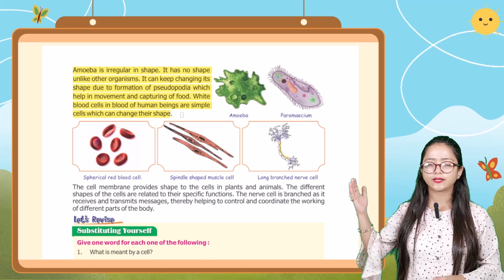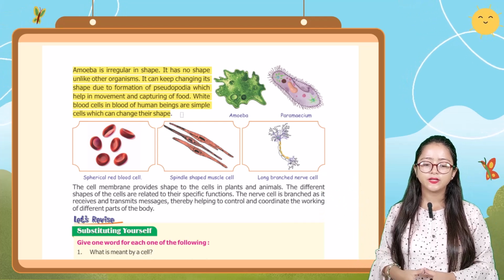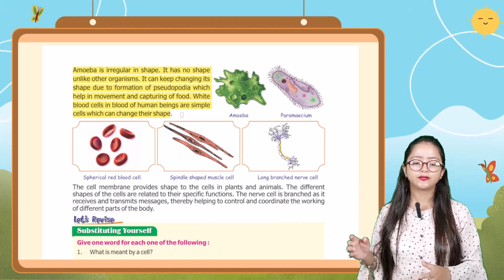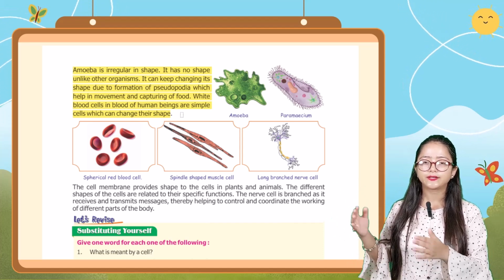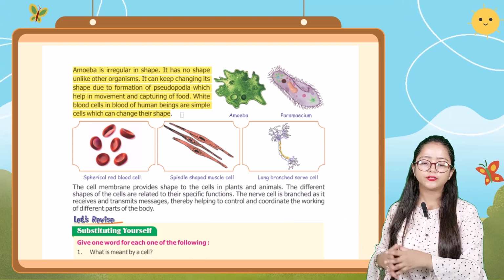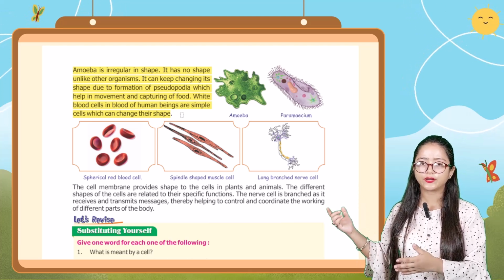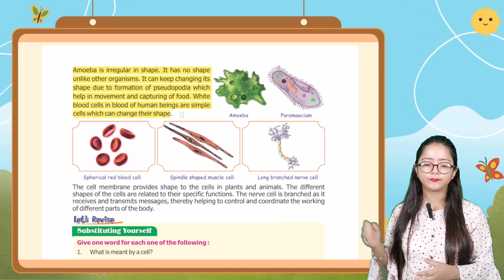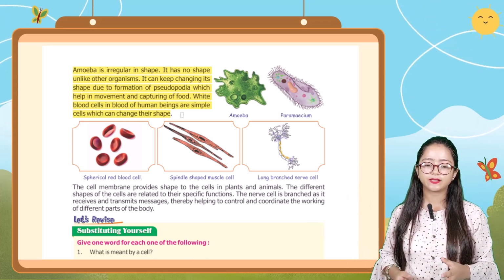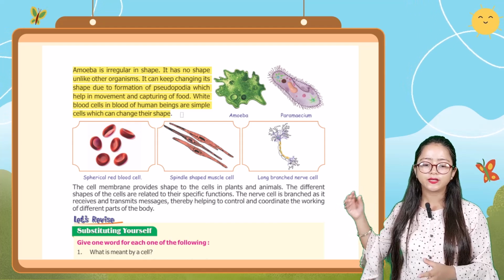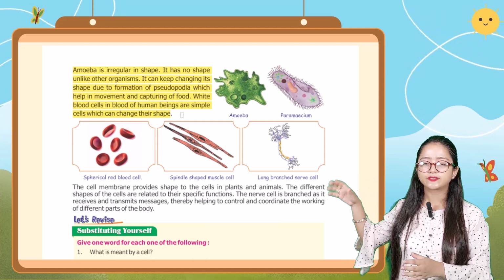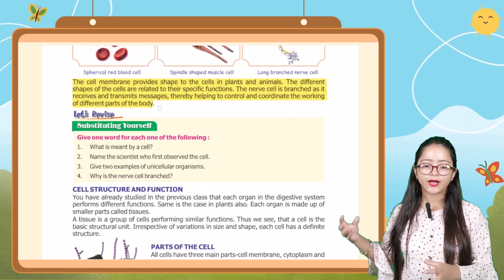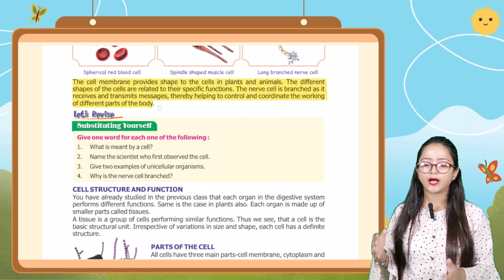So amoeba is given here in this picture. Amoeba is irregular in shape and does not have a particular shape like other organisms. It can keep changing its shape due to the formation of pseudopodia, that is the false feet, which help in movement and capturing of food. Whereas white blood cells in the blood of human beings are simple cells which can change their shape.